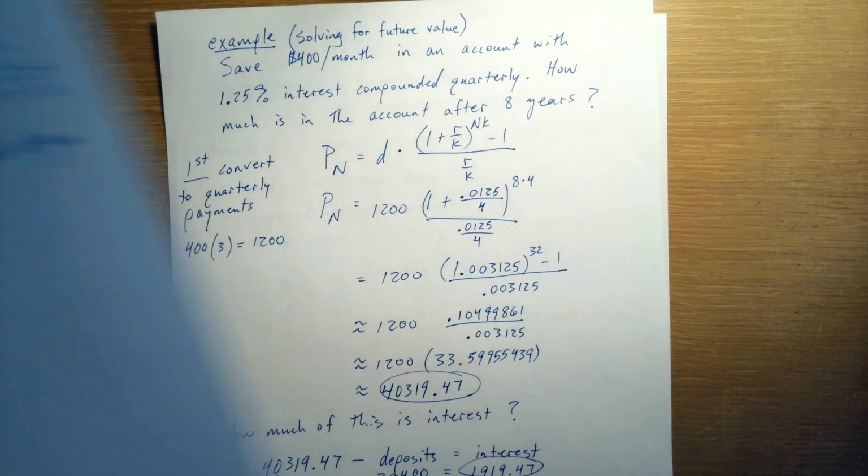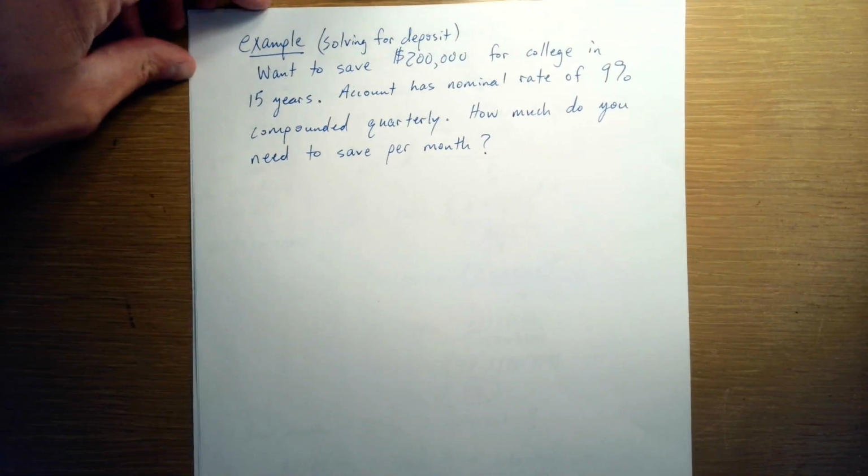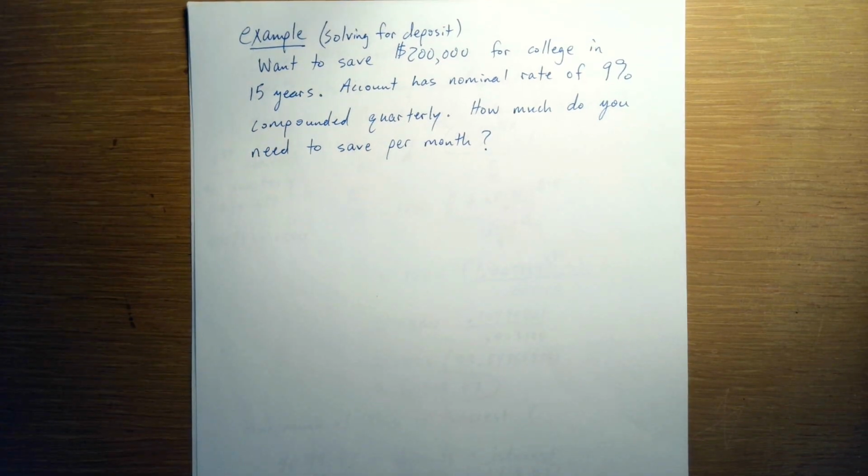So for our next example, we'll be solving for the deposit. So here's our setup in this case. Say that we're saving up for college, or more likely you're a parent and you're saving for your child's college, and you want to save $200,000, and you have 15 years to do it. So you find this account that gets 9% interest compounded quarterly, and the question is, how much do you need to save per month? Because probably you get monthly paychecks or something. You need to know how much of that paycheck you need to take out and save in order to reach your goal of $200,000.